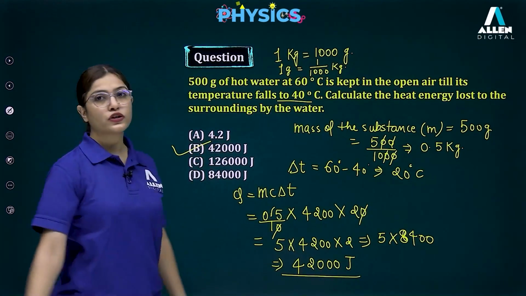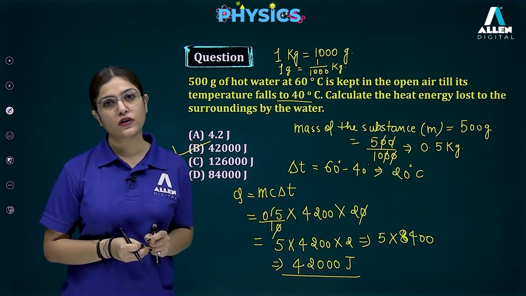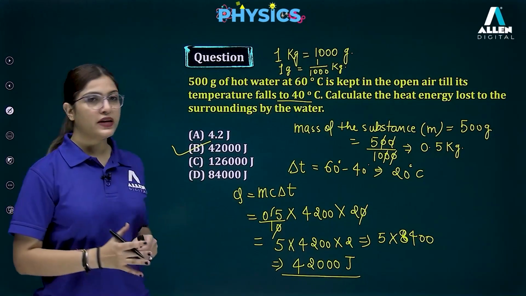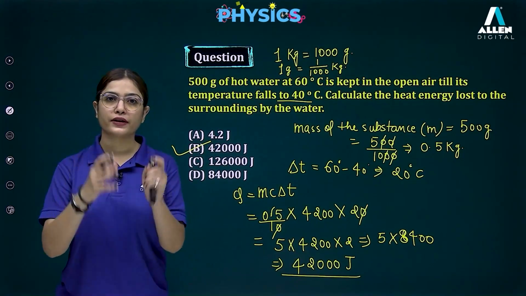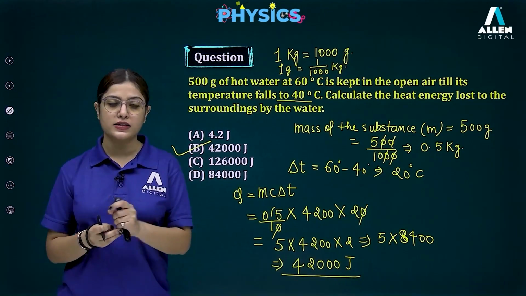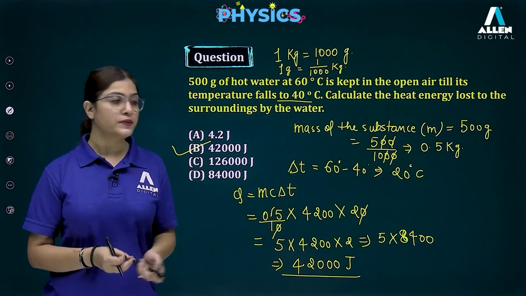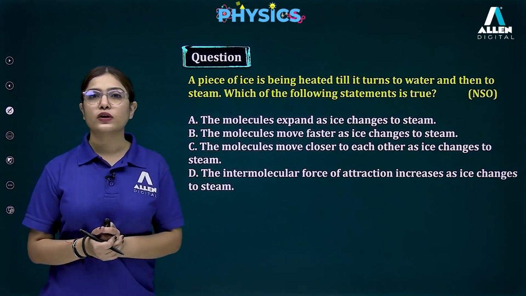And then we have to tick on the option number B. Option B, it is a correct answer of our question. So we solve the complete question, and then we can get the complete answer. Okay, and then we can get the correct answer. Option number B, 42,000 joule. Now, let's see what is the next question.